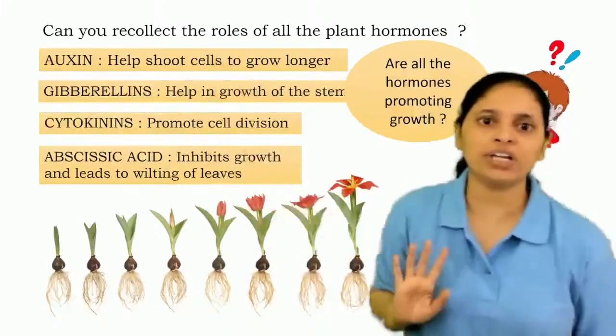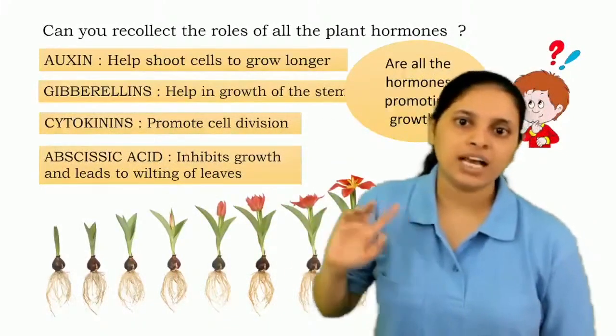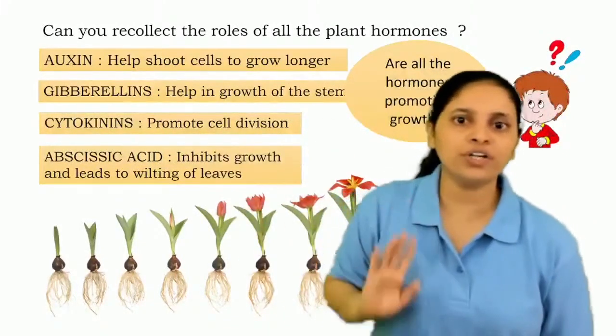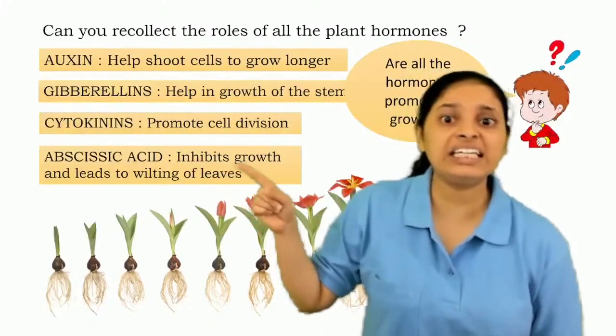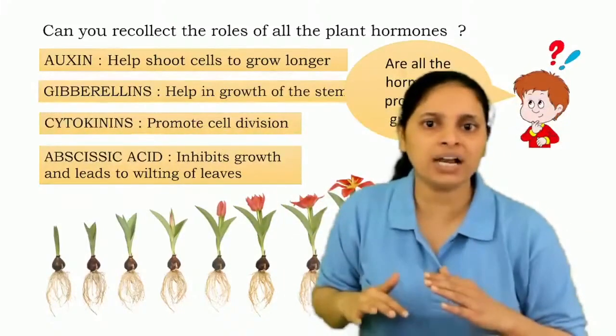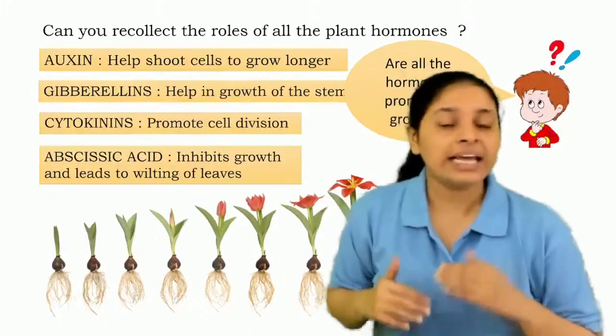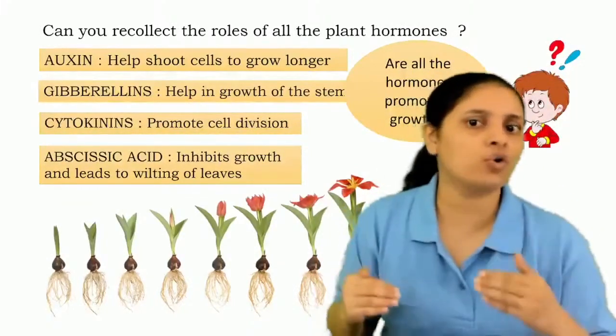Okay, auxin is promoting growth. Gibberellin is promoting growth. Cytokinin promoting growth. But what about abscisic acid? ये देखो सामने लिखा है ना, it is inhibiting growth. Inhibit करना इसका मतलब क्या करना? Stop करना, कम करना. सही है? It is basically inhibiting, that means stopping the growth of the plant.